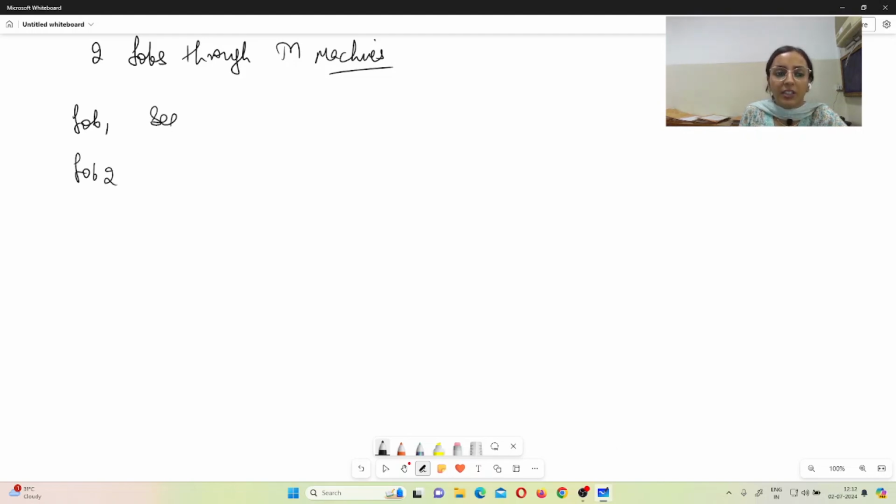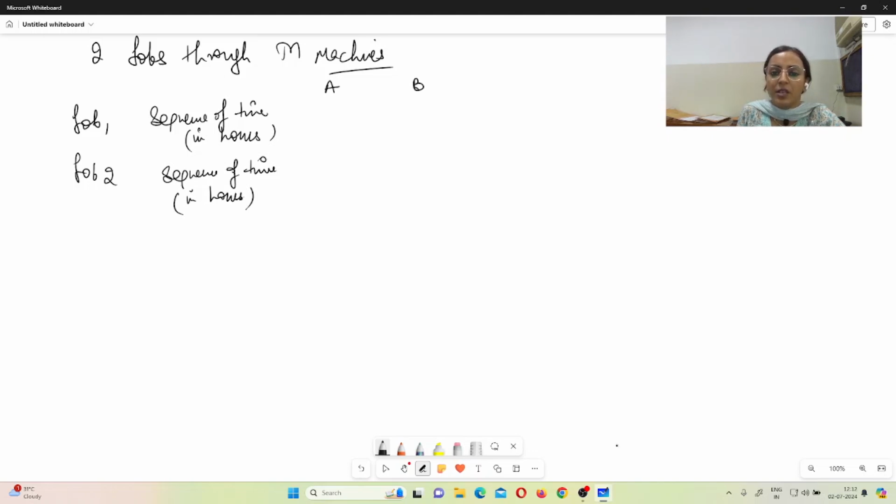the sequence of time in hours is given to you. Same here, the sequence of time in hours, like by the different machines. Say, for example, 5 machines we are taking up: A, B, C, D, and E. And the processing time is given to you.